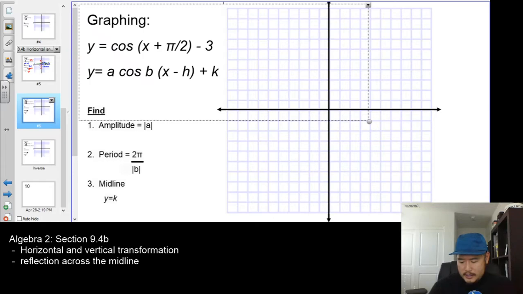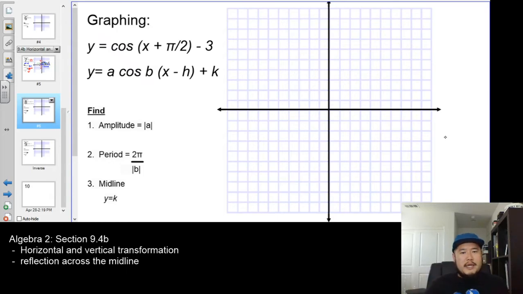Let's take a look at our next example. So this time we'll deal with our cosine function. We'll do the exact same things as what we've been doing. And so let's start off. A is equal to 1. B this time is also equal to 1. And then we have ourselves h as pi over 2 and k is negative 3.